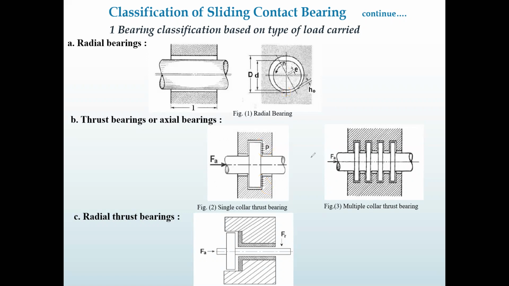Now next one, the radial thrust bearing. In the radial thrust bearing, both axial as well as radial loads can be carried. You can look at figure number 4 where the arrangement is shown.